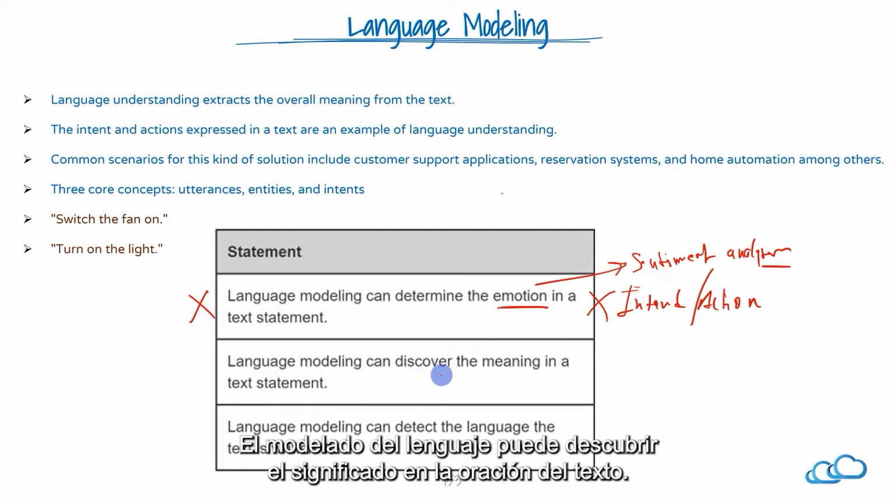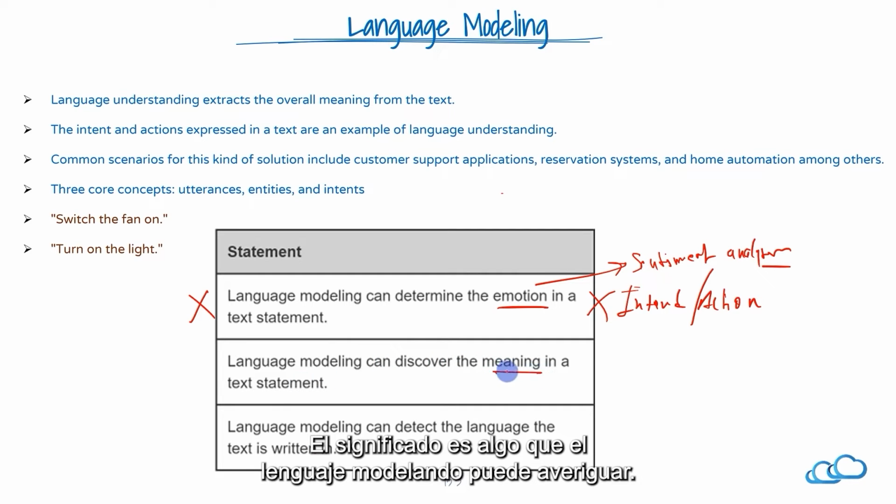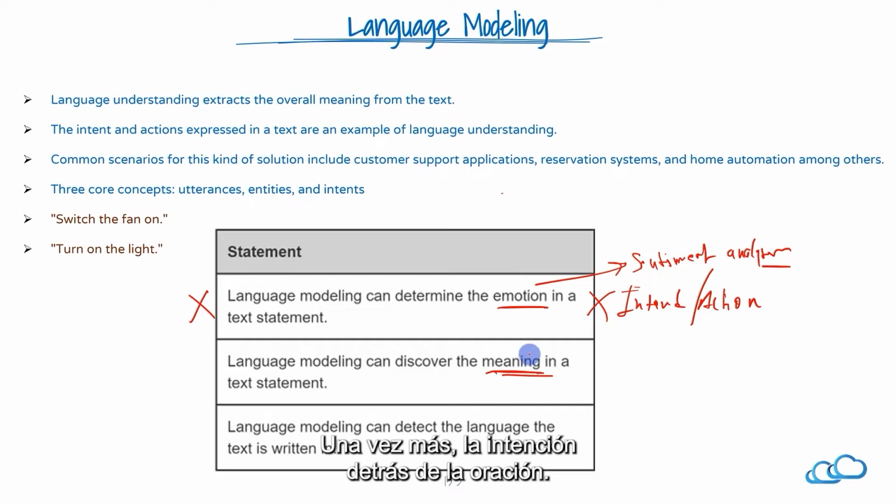Now the next one: language modeling can discover the meaning in the text sentence. Yes, meaning is something which language modeling can figure out. Once again, the intention behind the sentence, the information, and it can take further action based on that. So this is true.